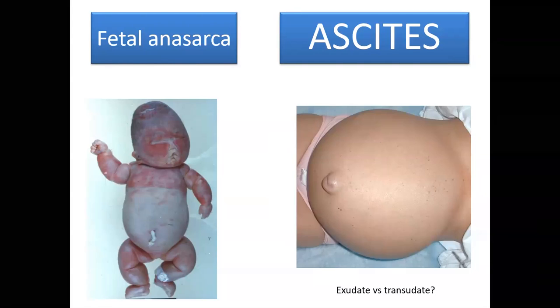But in congestive heart failure, is there increased capillary permeability? Yes or no? The answer is no. Why is there fluid escaping? Because of increased hydrostatic pressure.